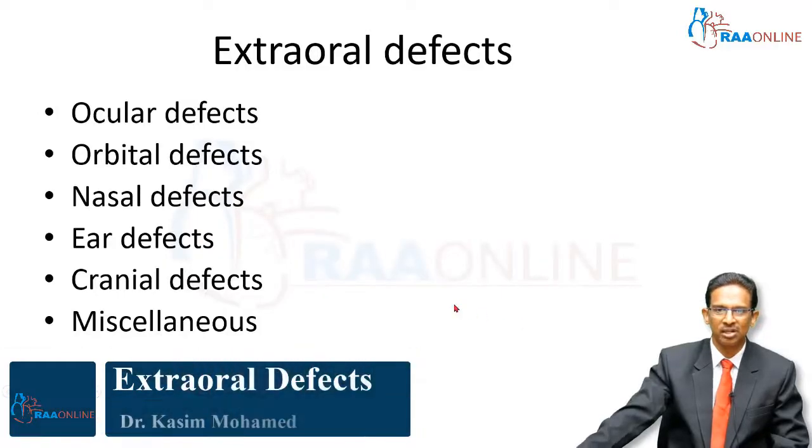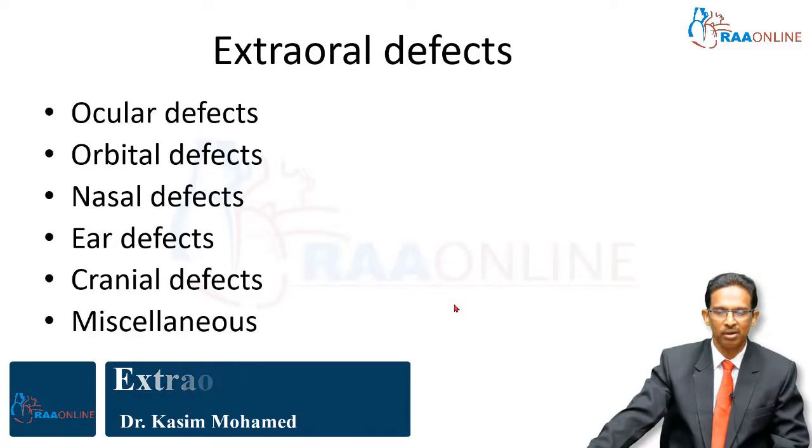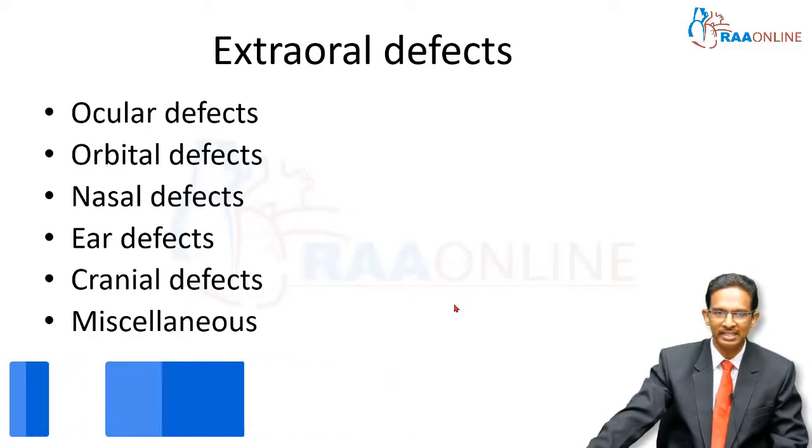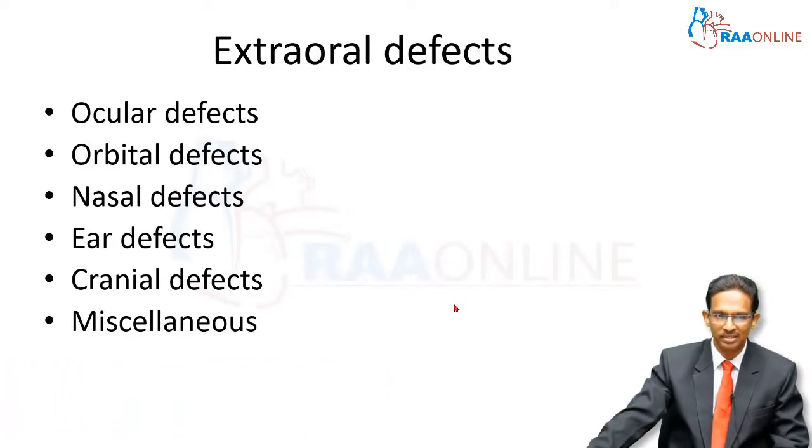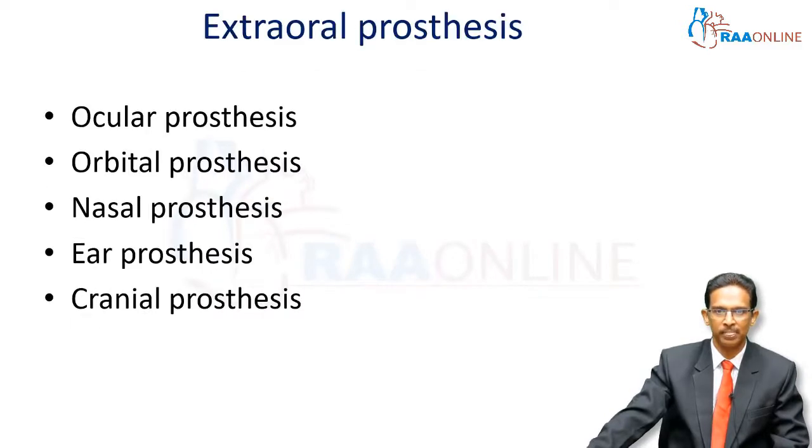What are all the extraoral defects? Commonly, ocular defects, orbital defects, nasal defects, ear defects, cranial defects, and some miscellaneous defects. How are you going to do the prosthetic rehabilitation of the extraoral defects? Ocular prosthesis, orbital prosthesis with nasal prosthesis, ear prosthesis, and cranial prosthesis.